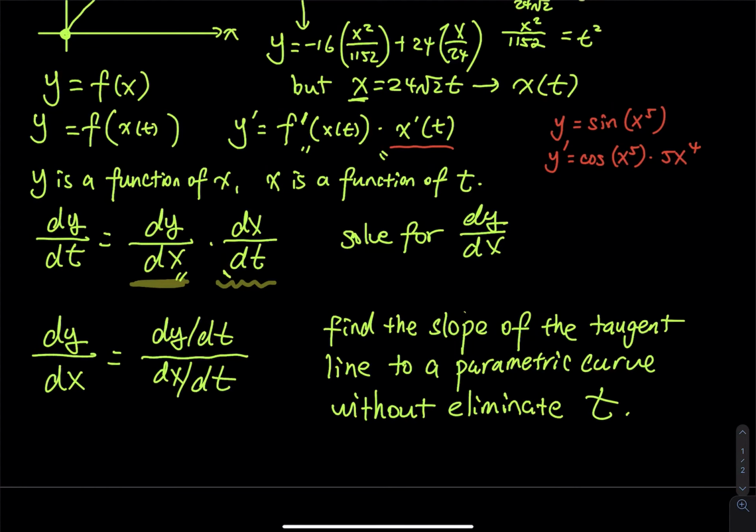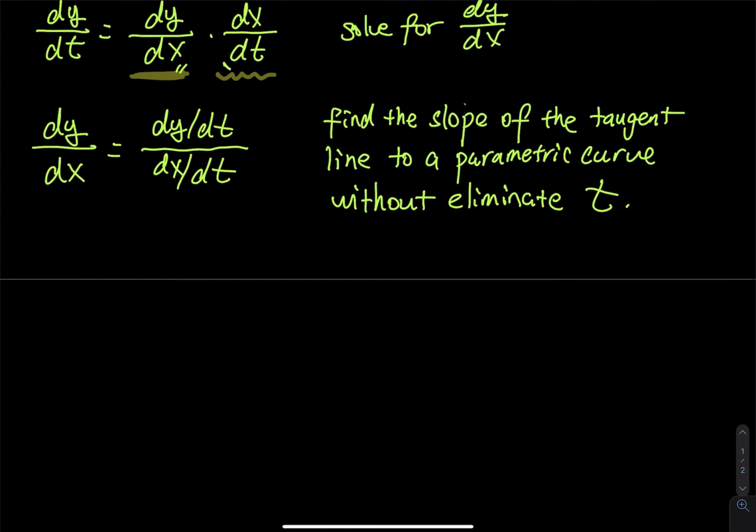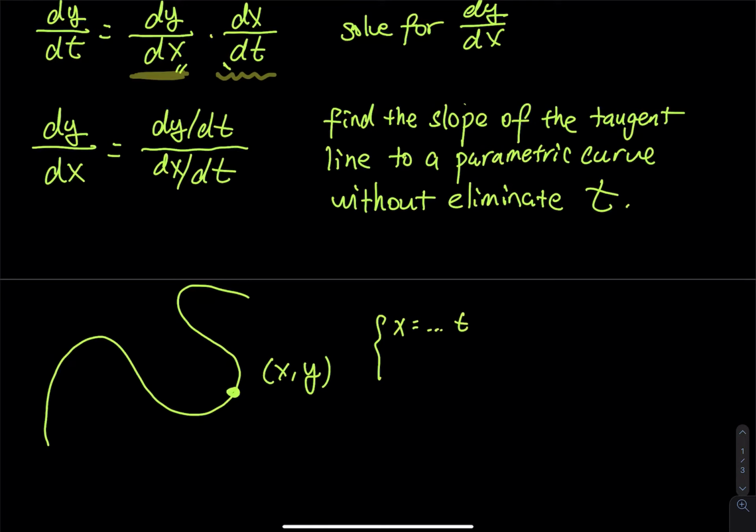Okay, again, let's draw a curve. So let's say this is my parametric curve. And then I have a point right here. So the location is x comma y. And then the x can be described as some function of t. The y can be described as some function of t, right? So what we are trying to do is this point has a slope, right? So this point has a slope. The dy dx gives you the slope of this parametric curve at this point.